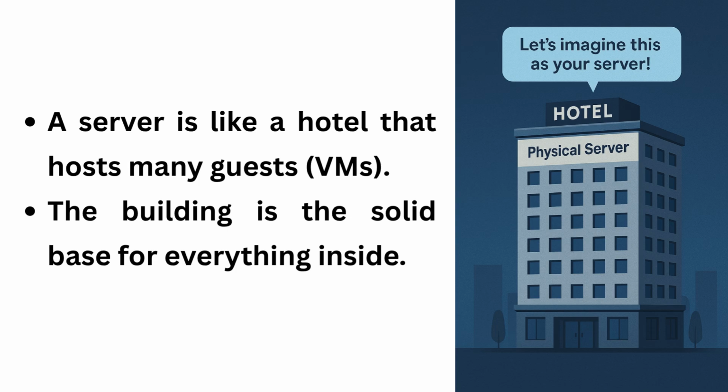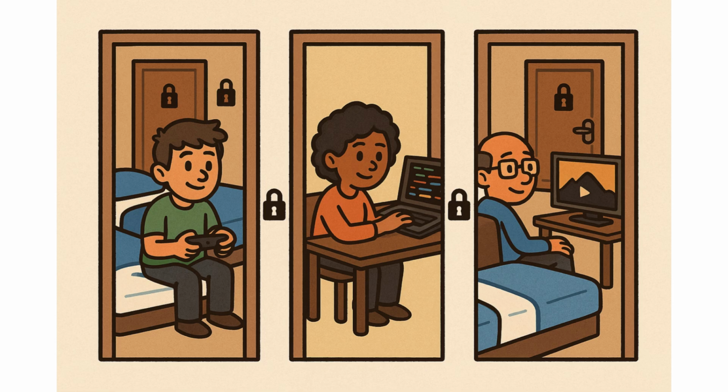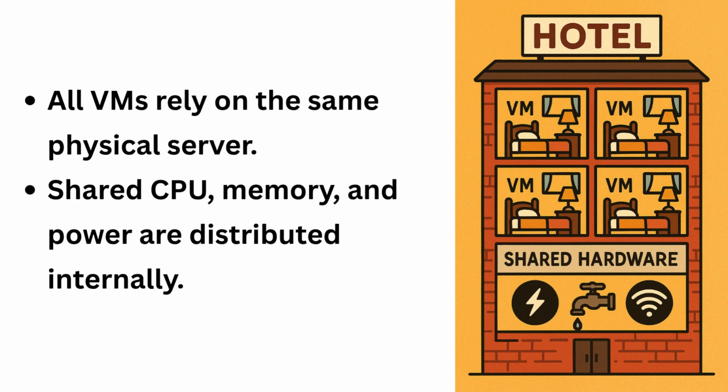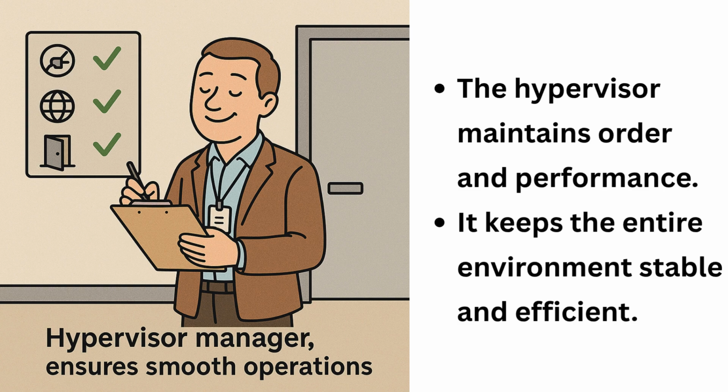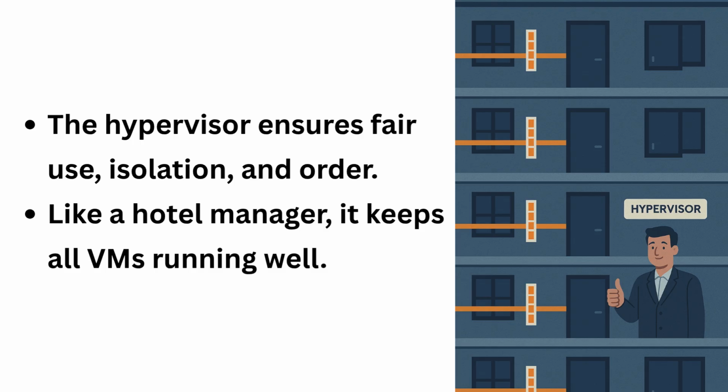Real-life analogy. Imagine a hotel building. The building is the physical server. Each hotel room is like a virtual machine, and the building manager is the hypervisor. Each guest, VM, has their own room, an isolated environment. They share the same building, hardware. The manager, hypervisor, ensures smooth operations. No fights over power or Wi-Fi. The hypervisor ensures isolation, fair resource use, and smooth operation, just like that building manager.